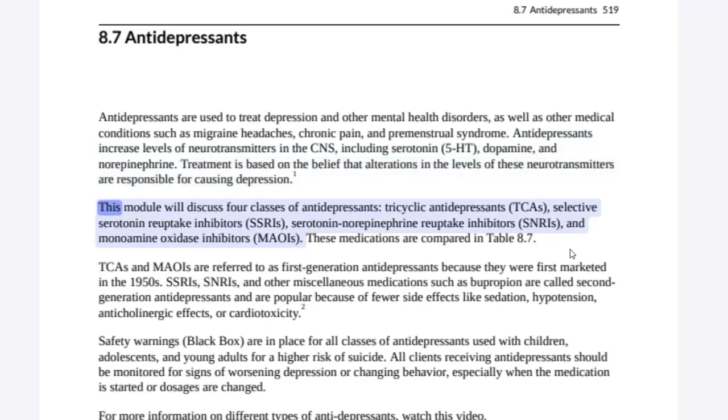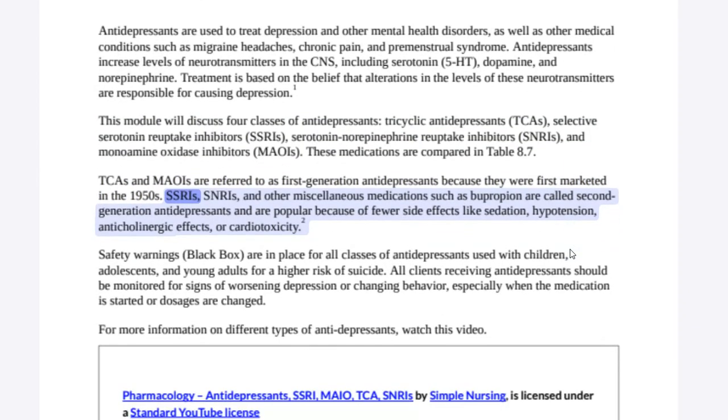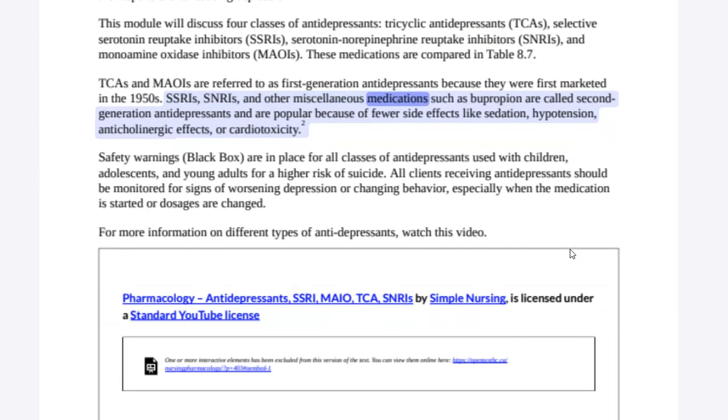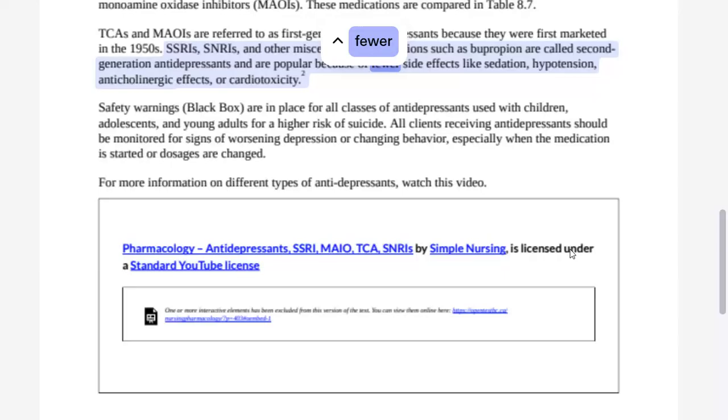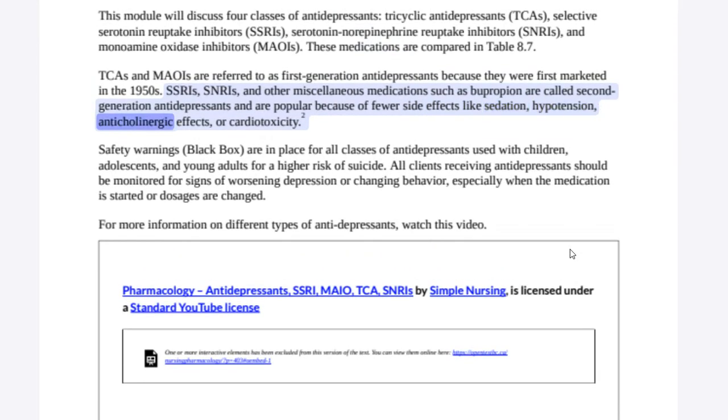This module will discuss 4 classes of antidepressants: tricyclic antidepressants, selective serotonin reuptake inhibitors, serotonin norepinephrine reuptake inhibitors, and monoamine oxidase inhibitors. These medications are compared in Table 8.7. TCAs and MAOIs are referred to as first-generation antidepressants because they were first marketed in the 1950s. SSRIs, SNRIs, and other miscellaneous medications such as bupropion are called second-generation antidepressants and are popular because of fewer side effects like sedation, hypotension, anticholinergic effects, or cardiotoxicity.